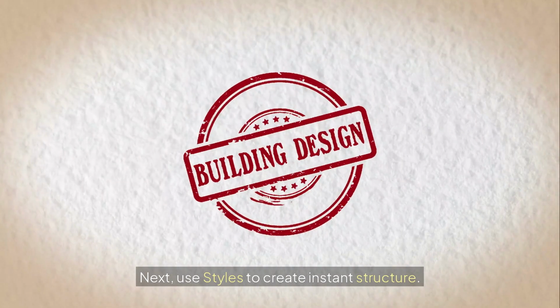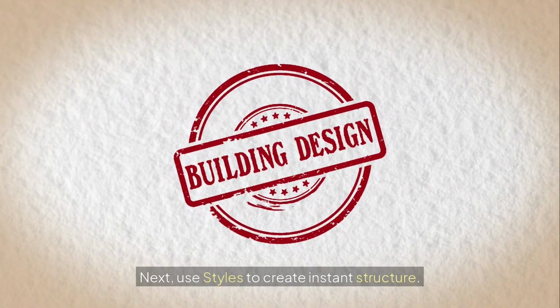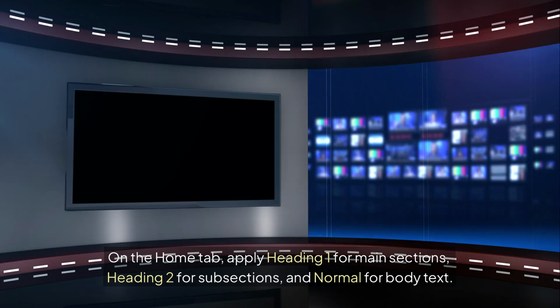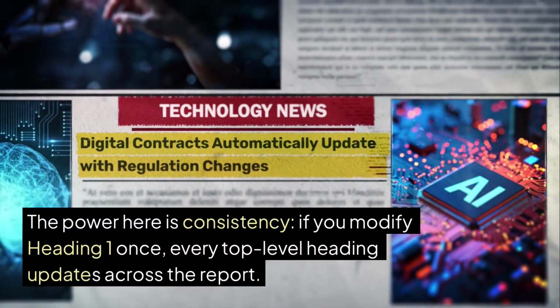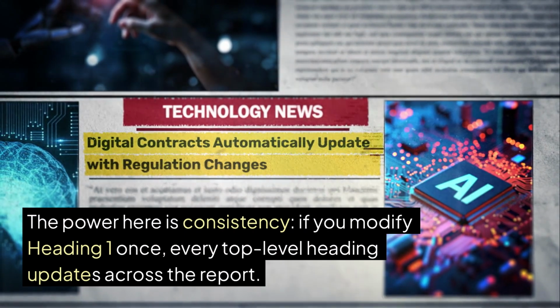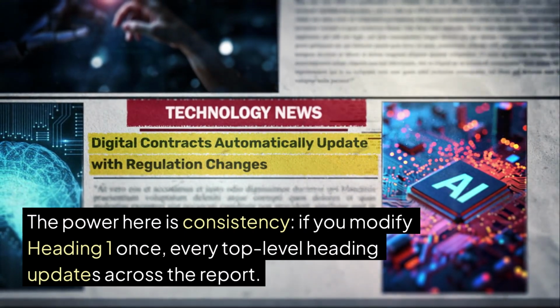Next, use styles to create instant structure. On the Home tab, apply Heading 1 for main sections, Heading 2 for subsections, and Normal for body text. The power here is consistency. If you modify Heading 1 once, every top-level heading updates across the report.